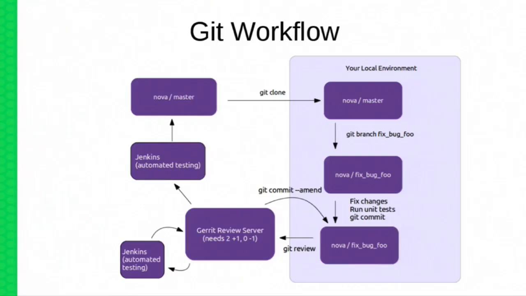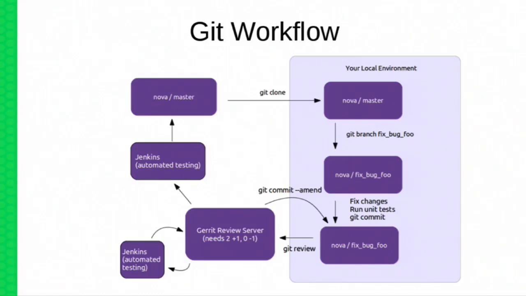So if you look at the normal Git workflow, and Git is used in that case, it still shows Jenkins here. I'll explain later that this is not the case anymore. So we start on the upper left with one project, a compute project called Nova, the master branch. You clone that into your local environment, then create a branch as you do normally in Git. Make a commit, work on that commit, fix it, run unit tests, commit it, and then send it to our review server, which is running Gerrit, another open source project.